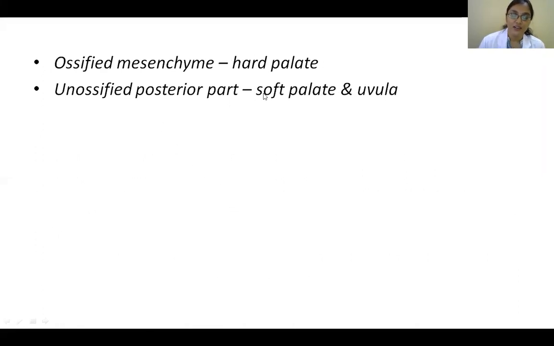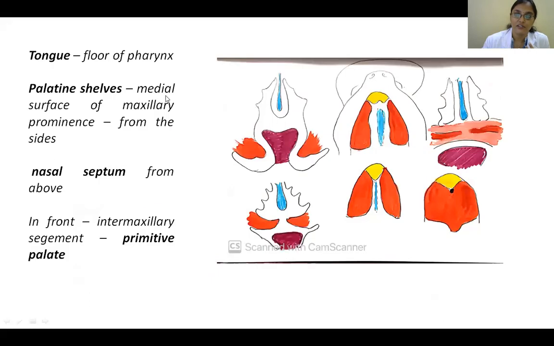And whatever part of this palate is ossified will become the hard palate. The unossified soft part will remain as your soft palate, and it is invaded by the palatal musculature, and the most posterior part is the uvula. You can show the diagram.